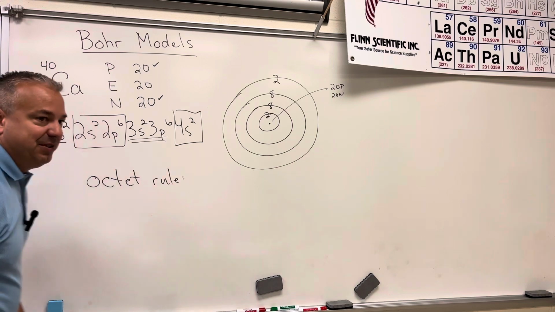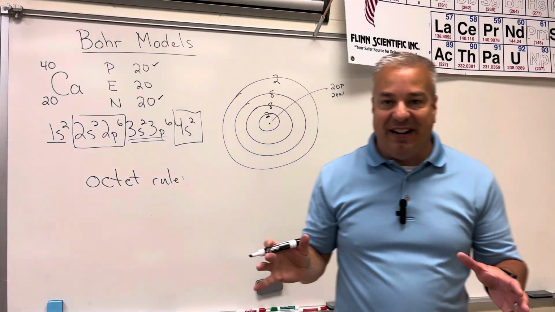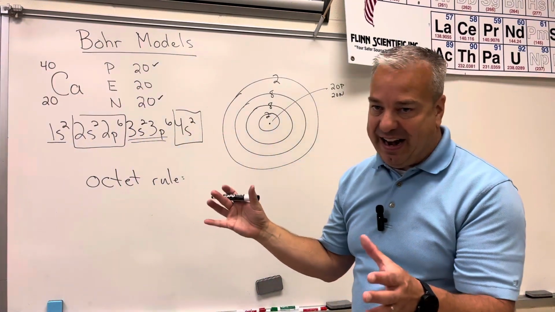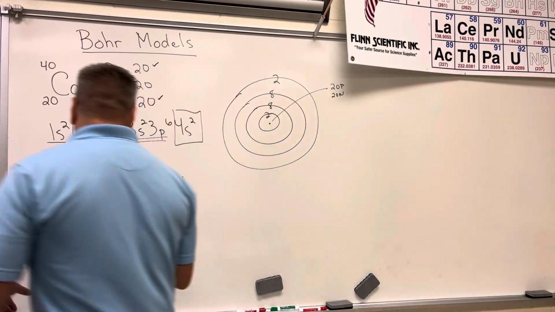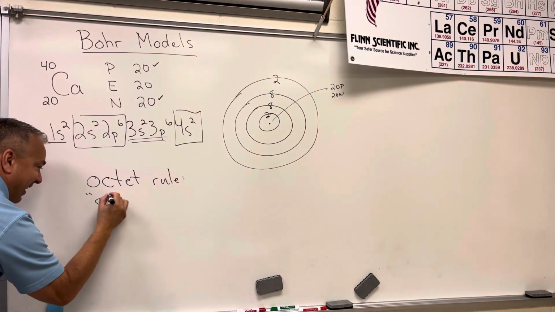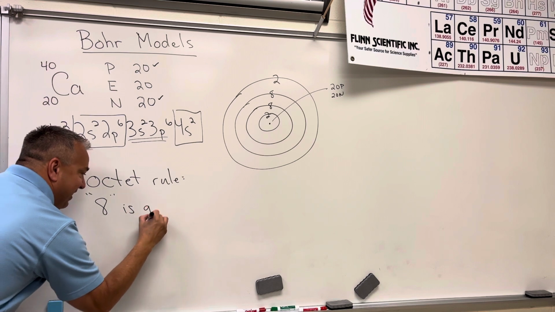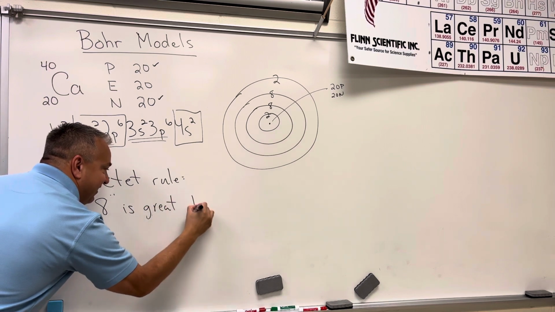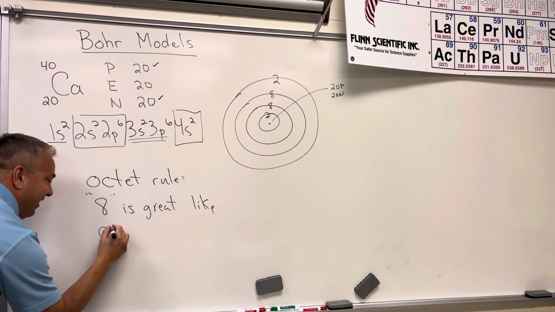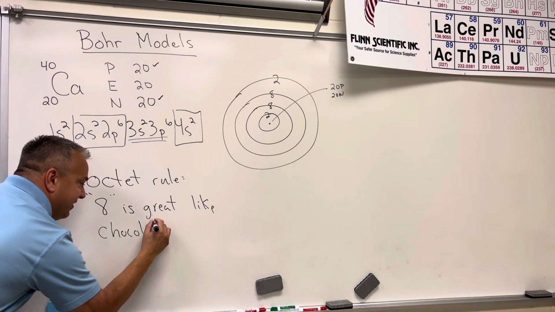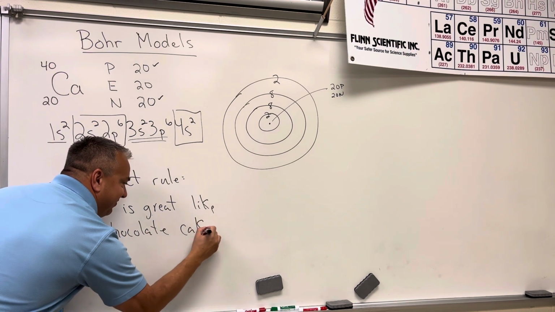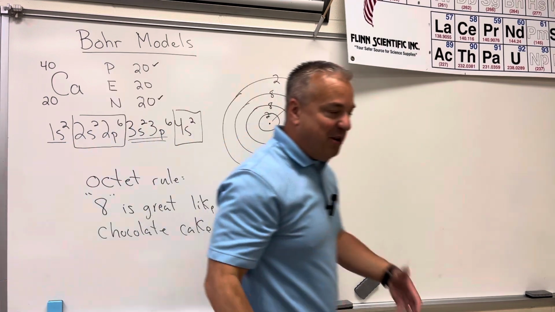And the octet rule is simply 8 is great, like chocolate cake. That's a little saying that I have for the octet rule to help you remember it. So, 8 is great like chocolate cake. I know it doesn't rhyme, but it does make sense.